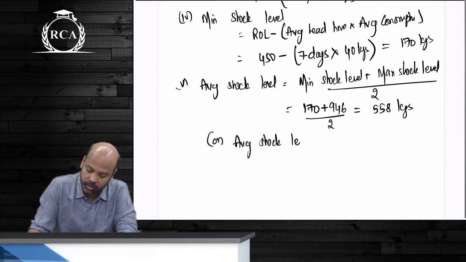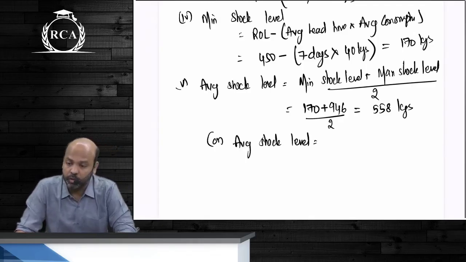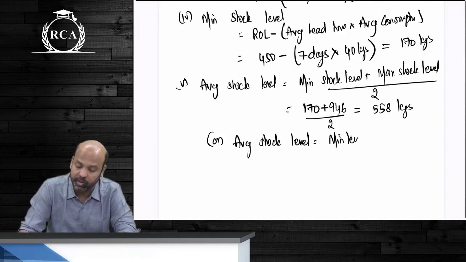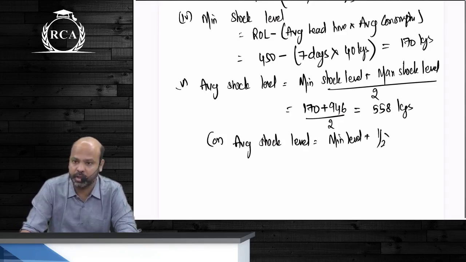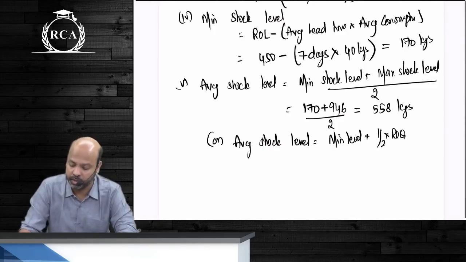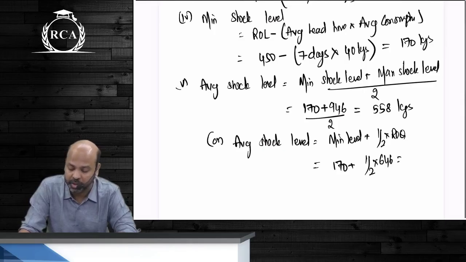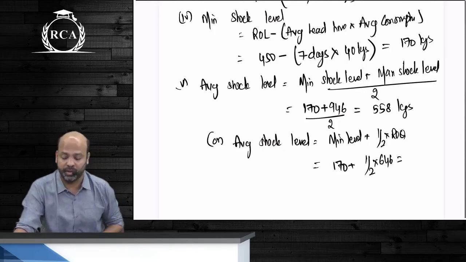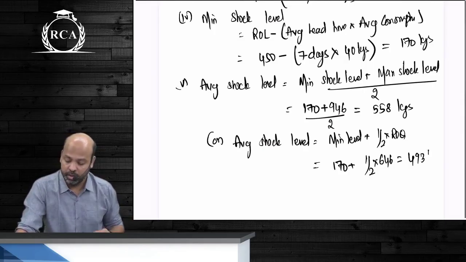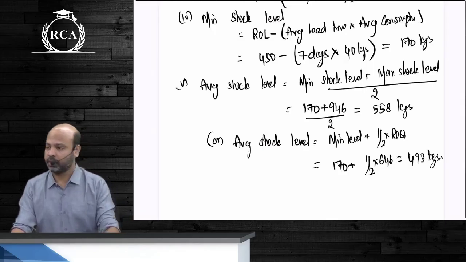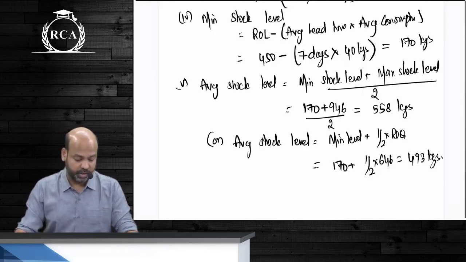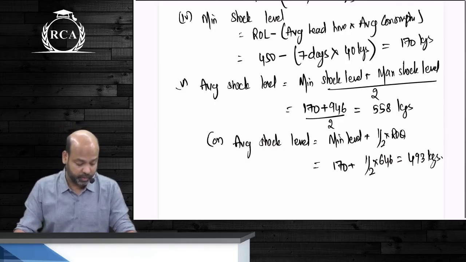You do not have to do this normally as such, but then it will be minimum level plus half of ROQ. Here, in place of safety stock, you will be using the word minimum level. Minimum level is how much? 170. Half of ROQ will be half of 646, so that is 323, and 170. 493 kgs. Even if you do the first one, that is sufficient, but preferably you will do both.